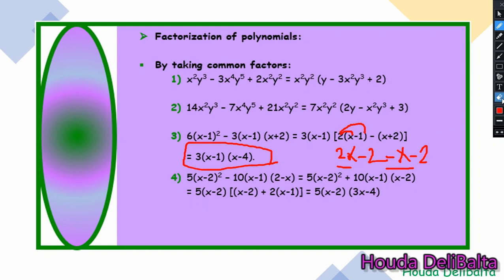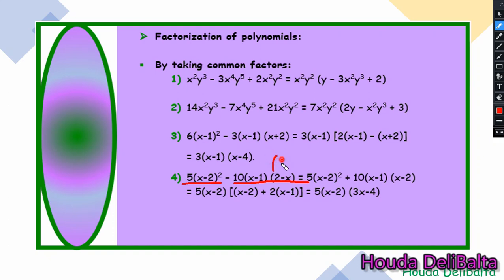And here is the last example about factorization by taking common factors. I have 5 into x minus 2 squared minus this. So this is a block, as I told you, and this is another block. They are separated by a minus sign. So 5 into x minus 2 squared minus 10 into x minus 1 and into 2 minus x. So this looks like this one, but all I have to do is to reverse the terms. I have to make it x minus 2, and to make such a thing, all I have to do is to change the sign that precedes it.